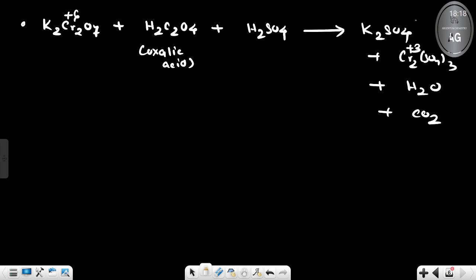How many electrons change? 3. So I will put a 3 over here. Now you see carbon oxidation number changes from 3 to 6. So 6 for carbon. Then hydrogen, how many? 3 into 2 is 6, but I don't know because hydrogen is here also. So how many sulfates? 4 sulfates. So 4 into 2 is 8, total hydrogen 8 plus 6 is 14. So 7 water. Done. Clear? So you see balancing is done so easily.